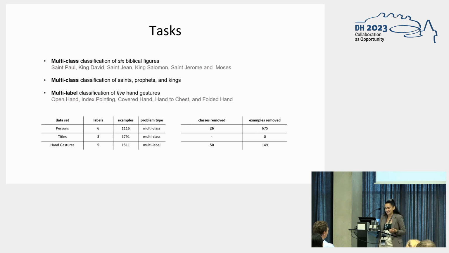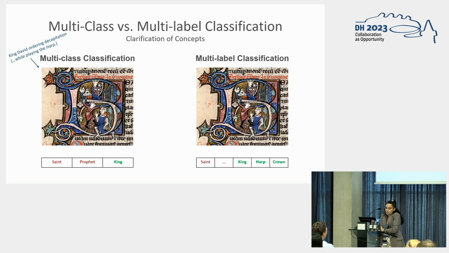And even though that's not the best solution for things, that was what we could do with the time we had. So just to clarify, multi-class versus multi-label classification. For multi-class classification, each input is assigned to one and only one class. And for multi-label classification, each input can be assigned to multiple classes simultaneously.